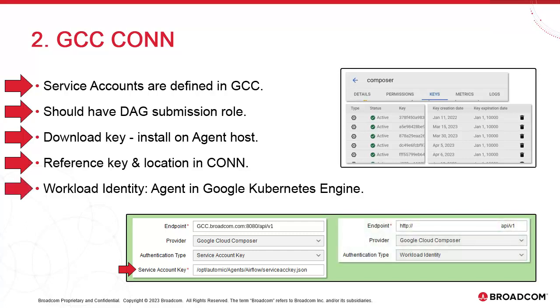The other option is Workload Identity. It only works if the agent was installed in a Google Kubernetes engine container. Then it's transparent. The Service Account Key information is immediately available to GCC and the CONN objects will be valid.